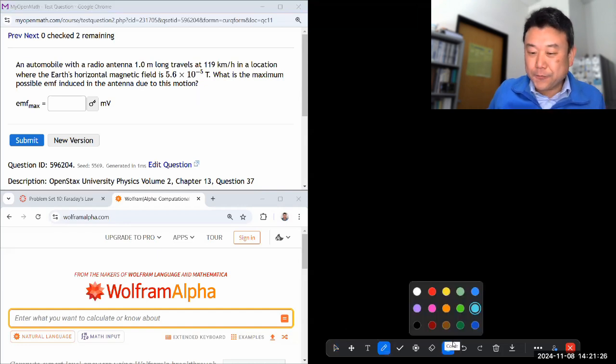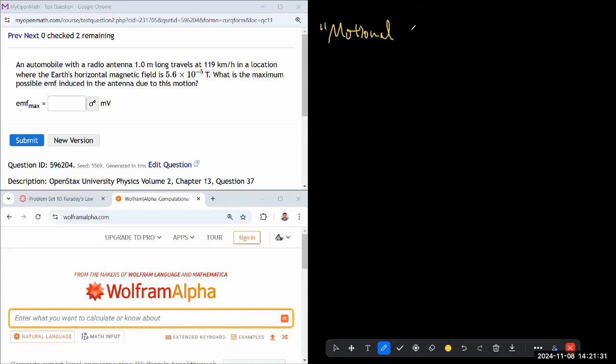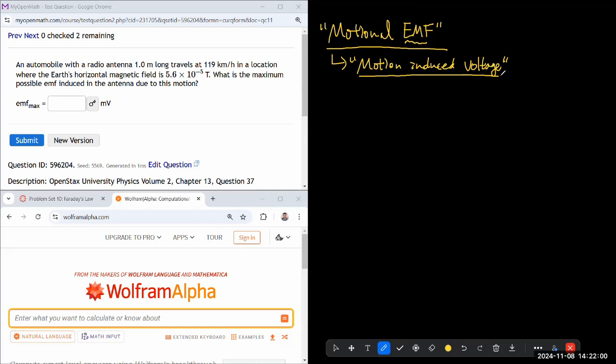So hopefully that reminds you of what we've introduced as motional EMF. And I've told you that I will not be using, or at a minimum will try to avoid using, the phrase EMF because it's such a confusing term. It's not a force. So the terminology I've tried to use in the past is something like motion induced voltage. But I will tell you, it's not a standard term. It's my term. But if you say it to a competent physicist, they probably know what you're talking about.